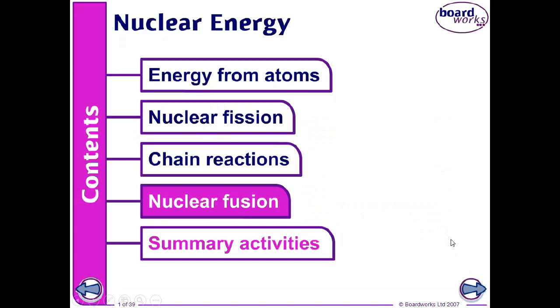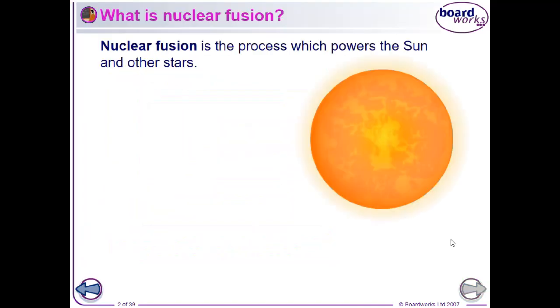Okay, so finally we're going to look at nuclear fusion. Fission is where a nucleus splits into two smaller nuclei or daughter nuclei. Nuclear fusion is where we have nuclei joining. So nuclear fission is big nuclei splitting into smaller ones and releasing energy. Nuclear fusion is small nuclei of very light elements joining together, and when they join together they release energy as well. So nuclear fusion is what happens inside the sun and stars.